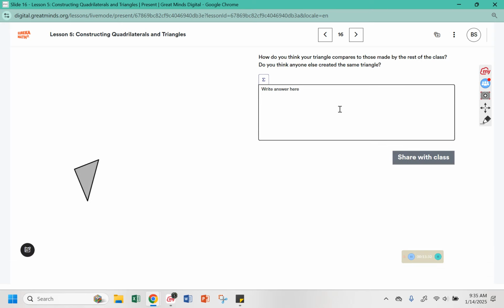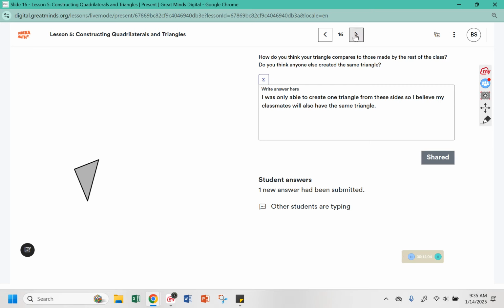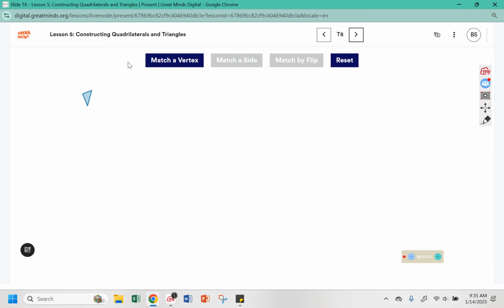So how do you think your triangle compares to those made by the rest of your class? Again, I was only able to get one triangle out of these three sides, so I think that my classmates would create the same triangle. And then on this slide, we would be able to see that they all matched up.